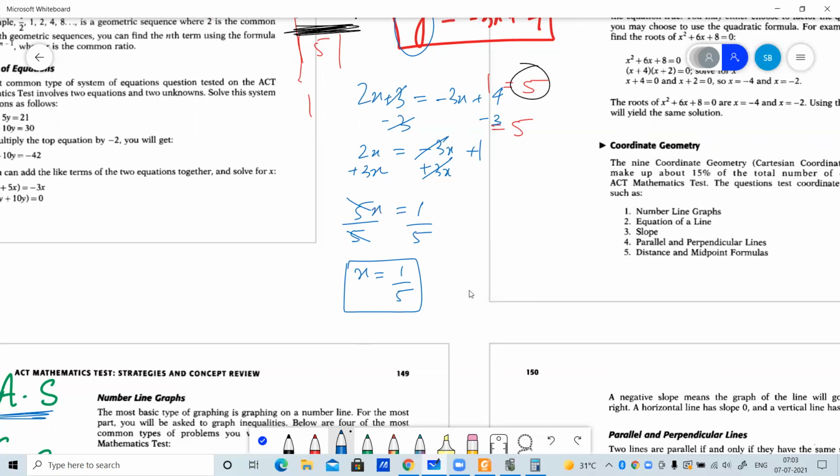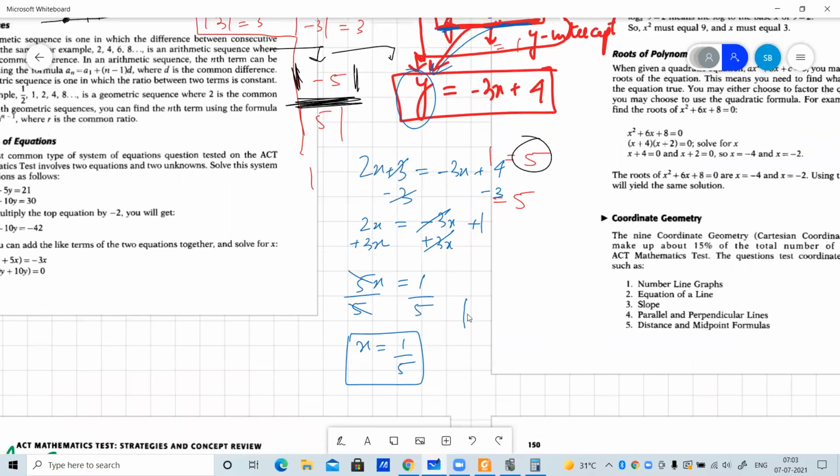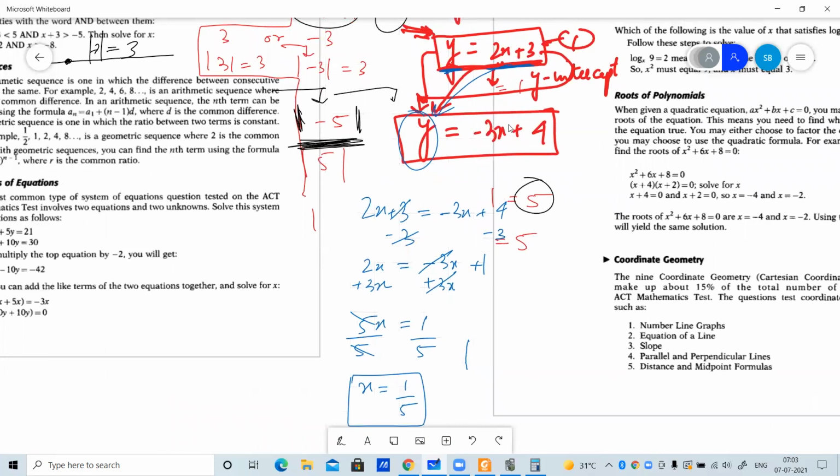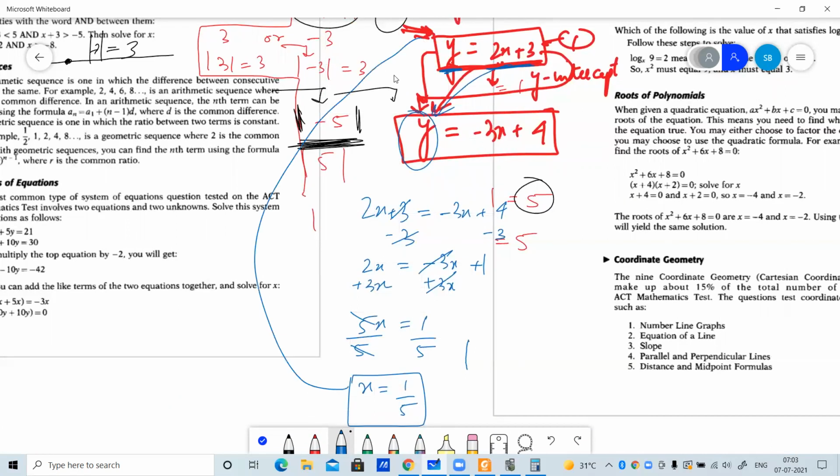Now I need to calculate the value of y also, in systems of equations, because we're having two variables, two unknowns. So I will plug in the value of x as 1/5 in one of the two equations. It doesn't matter in which equation you put it in. You can put it in the first one or the second one. Let us put it in the first one.